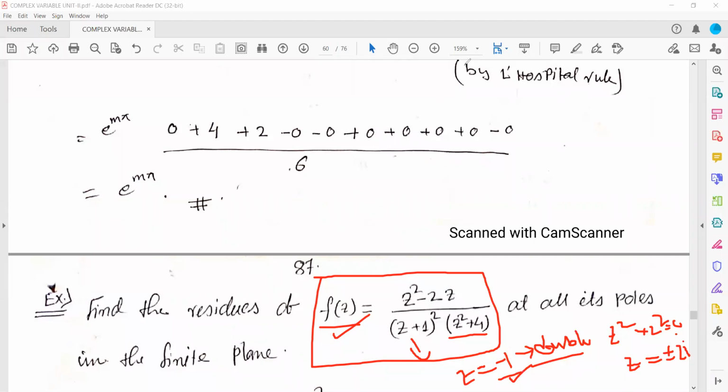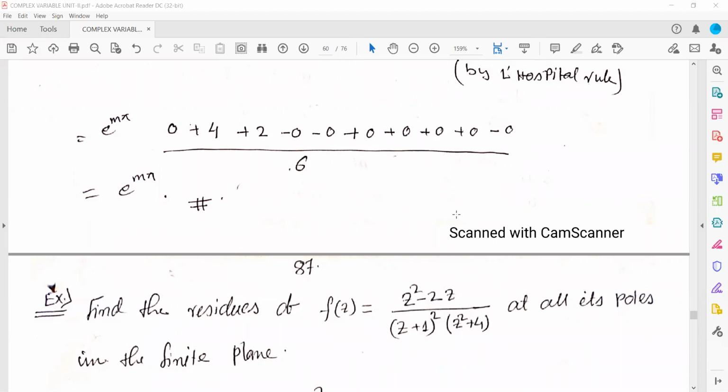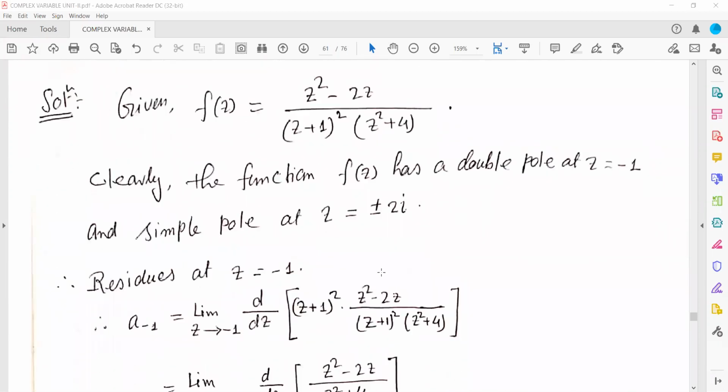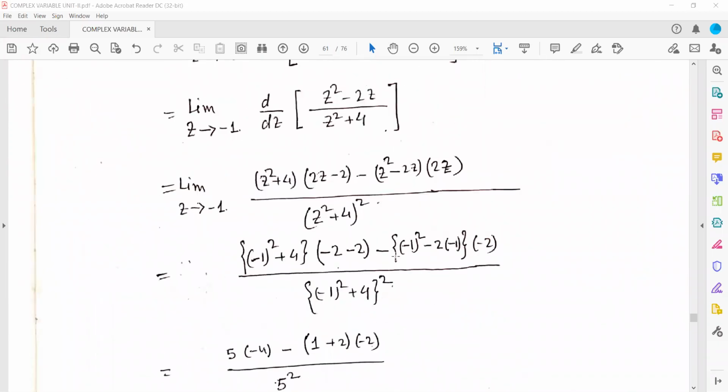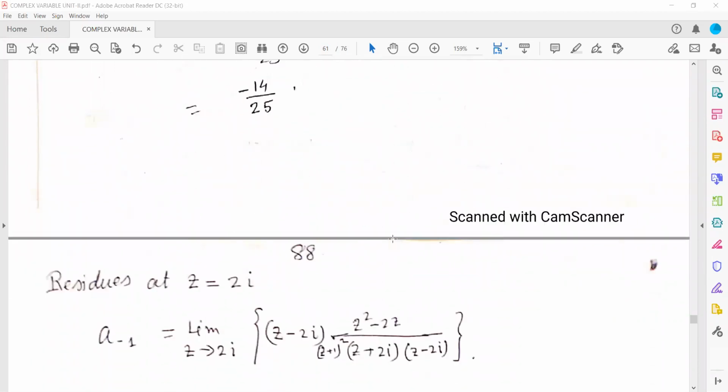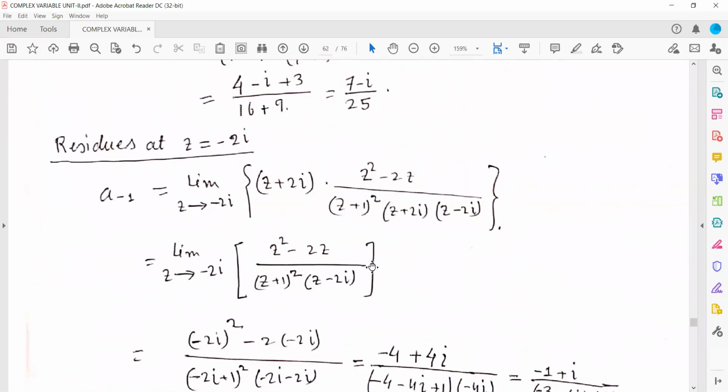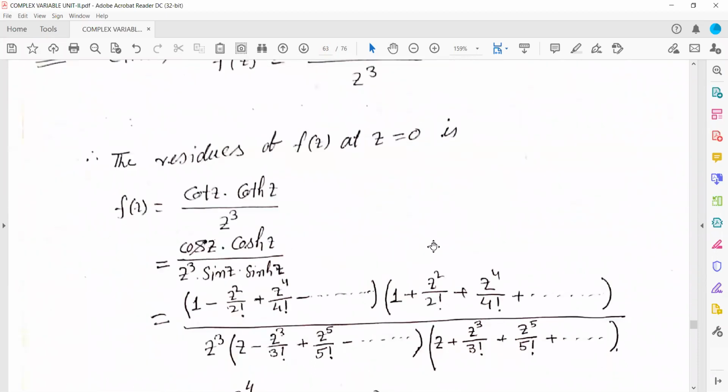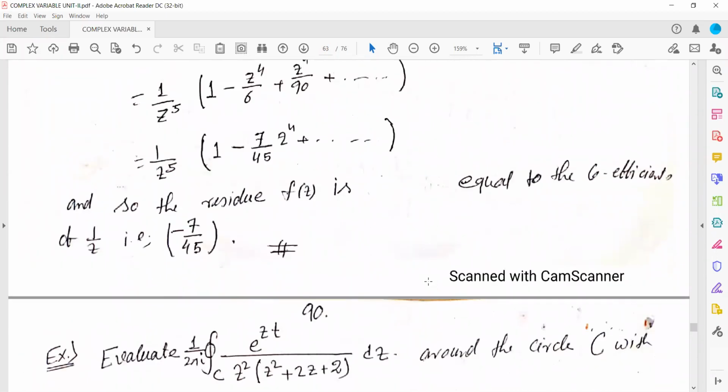Use the formula, and you will get how to calculate the residue. Here I have already calculated, so you can go through that one. There are many problems like this that I have already done. You can go through all these problems, and you will understand.